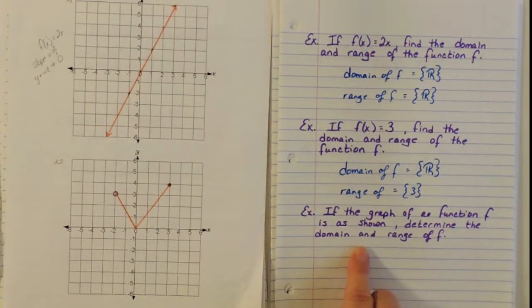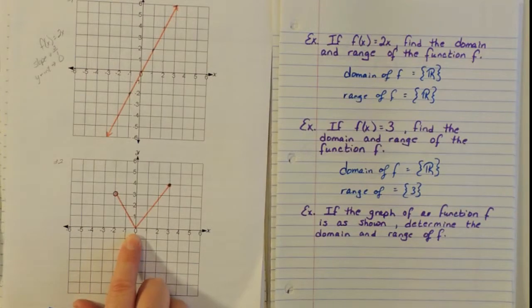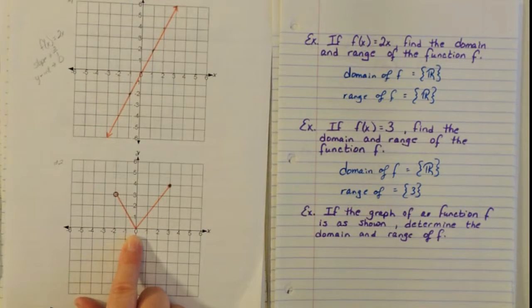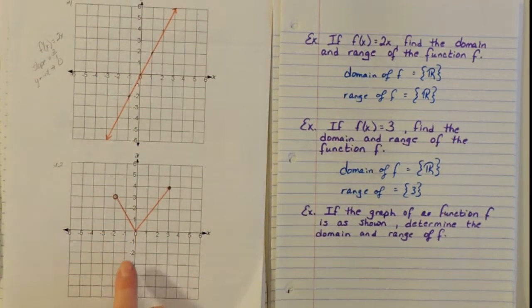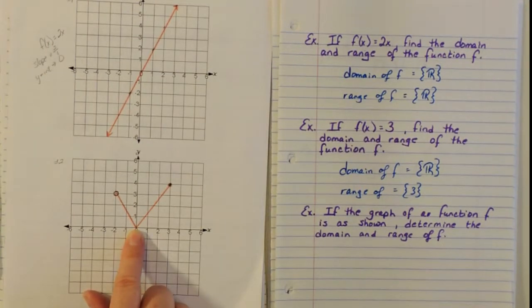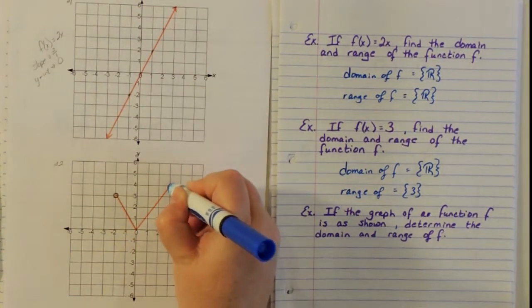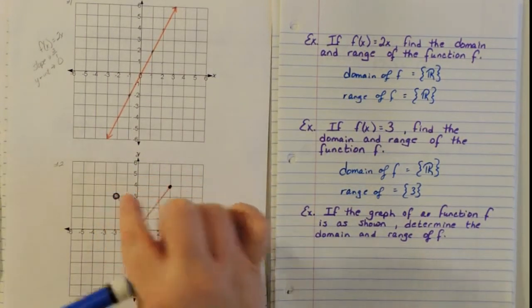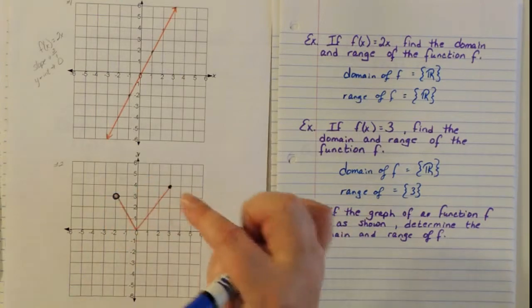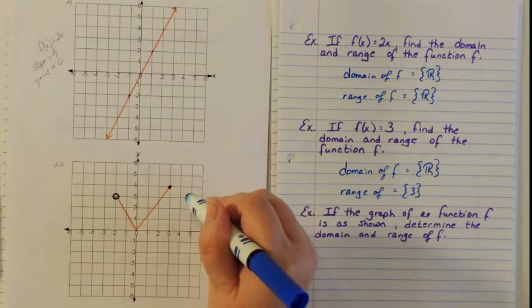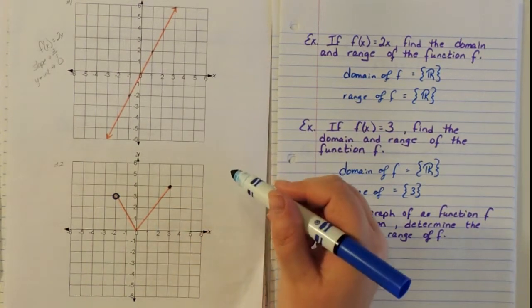Okay, here's a crazy one. If the graph of a function f is as shown, and here's the graph, determine the domain and range of f. So we have this function. It's not a straight line, so neither the domain nor the range is going to be an infinite set. You see they both stop. This one stops here. This one stops with an open circle. So it's not actually going to equal that point, but it's going to come right up to it. So this is not an infinite line, and it's not a straight line.